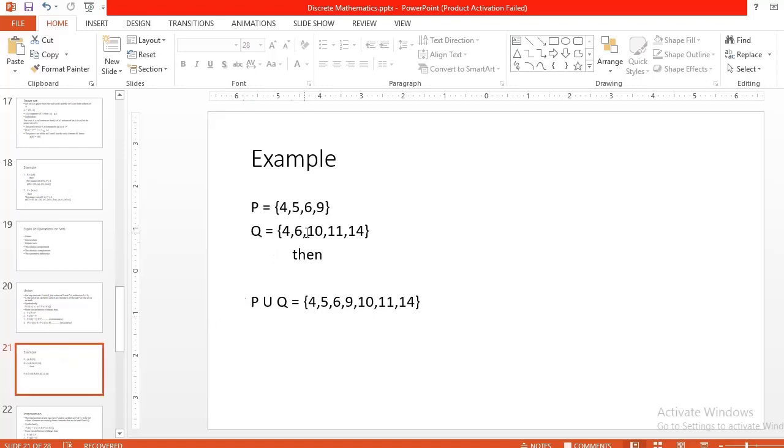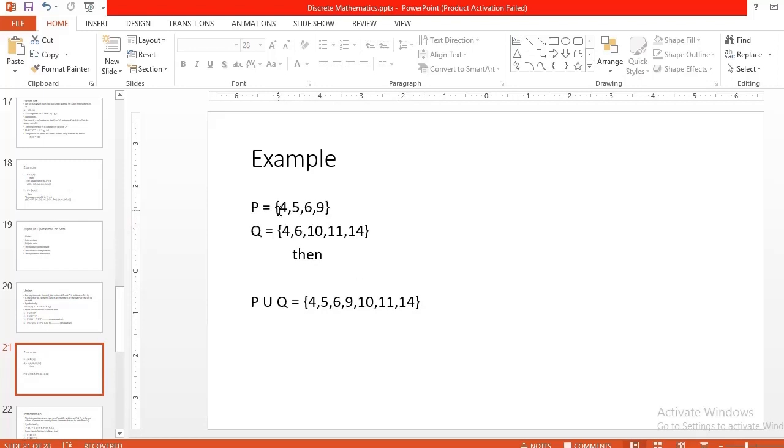The set P contains the 4 elements 4, 5, 6, 9, and Q contains the 5 elements 1, 4, 6, 10, 11 and 14. Then how can we combine these two sets? By using the union operation. So see here, P union Q. What is the definition of the union? Union means the set of elements of set P or Q, or both.